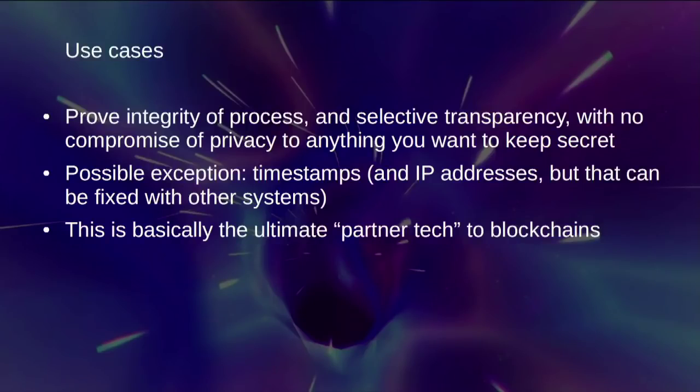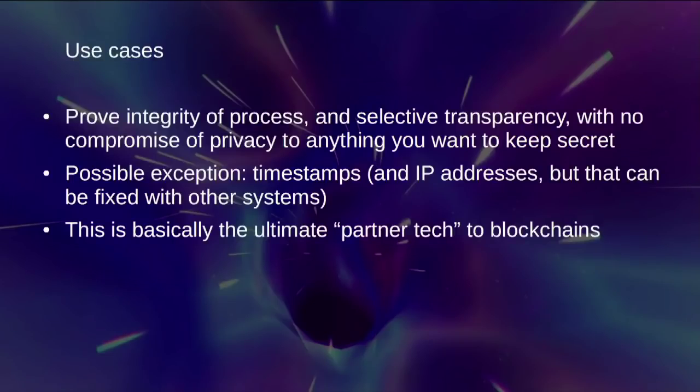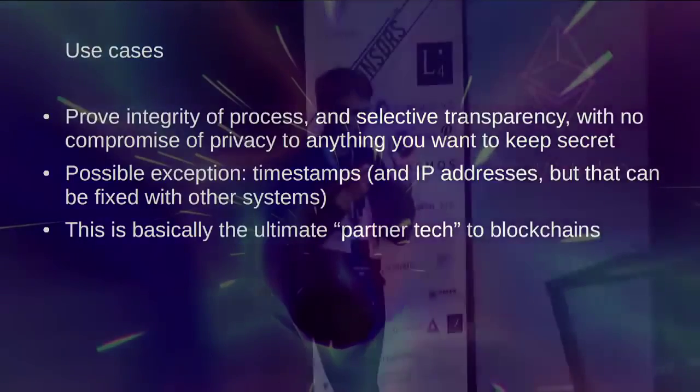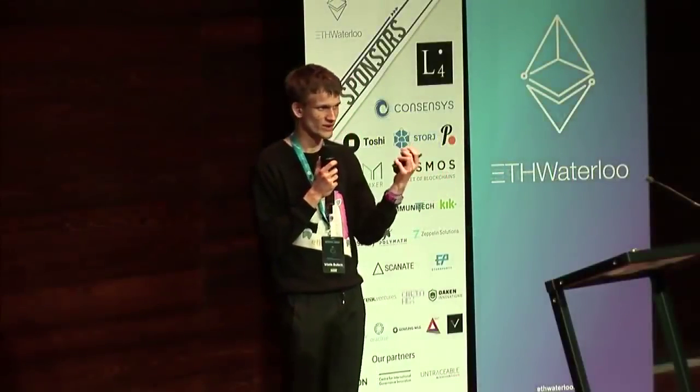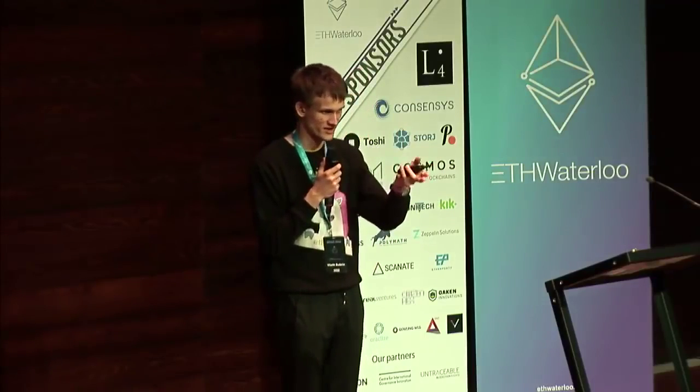So for example, timestamps. You can't hide when transactions happened, even if you're hiding their contents. And also, ZK snarks by themselves do not hide IP addresses, but there is other technology that can fill that gap. So this is basically the ultimate partner technology to blockchains. The reason I say this is because blockchains are good at providing guarantees of correctness of process and authenticity, and they do this at the cost of privacy. And ZK snarks basically give you back the privacy.